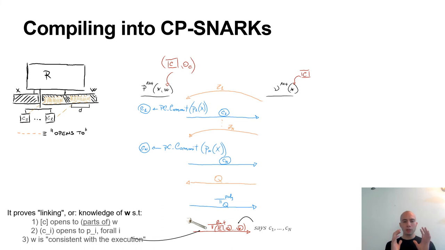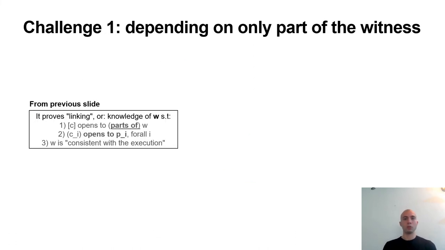And so this linking proof, this is basically a specialized NARK, proves linking or knowledge of a certain W such that the square C opens to some parts of W, it's not going to be the whole witness. The CI opens to the polynomials encoding this witness, and everything is consistent and nice. So this is the object we need, but of course, it's not that simple. I mean, sure, this is what we need, but there are a few challenges to solve, and this is what we do in ECLIPSE.